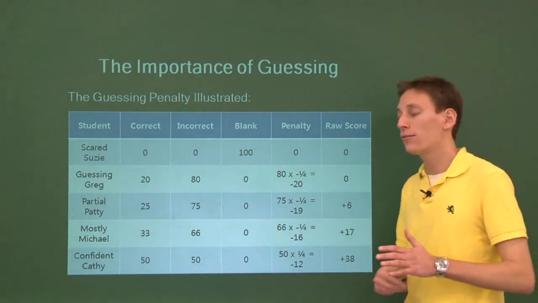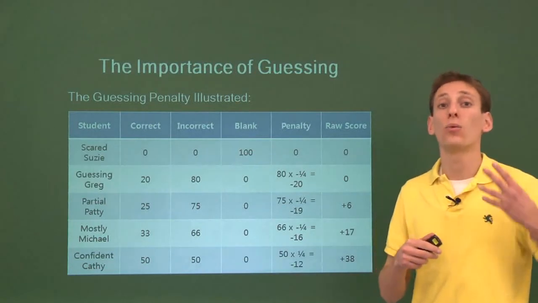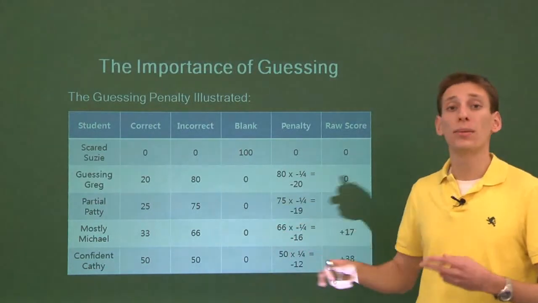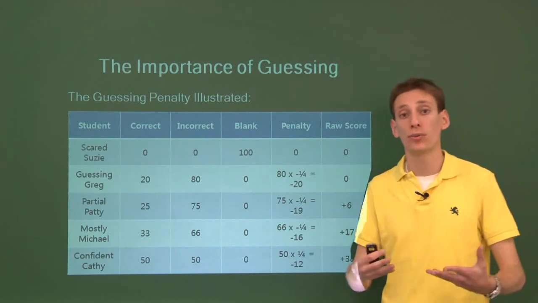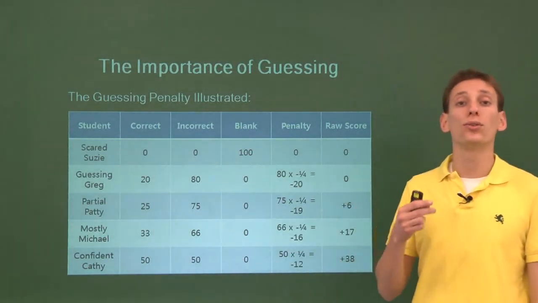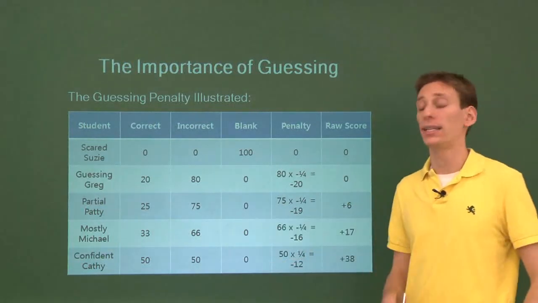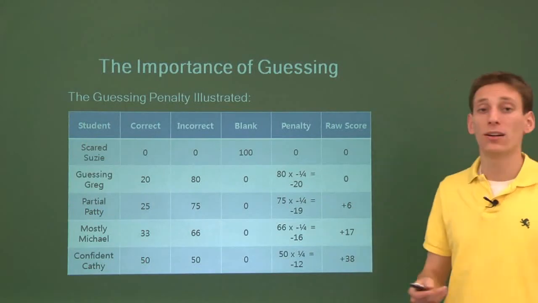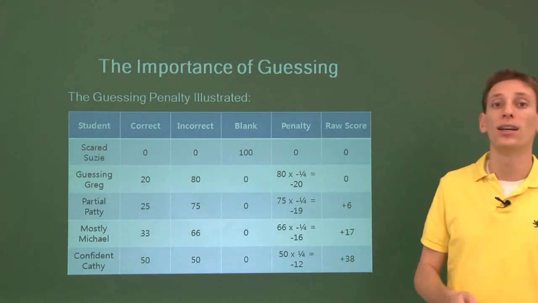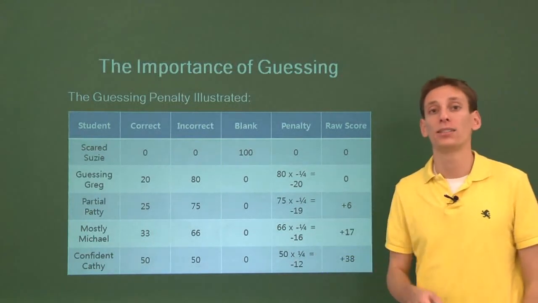Check out Confident Kathy. She's eliminated 3 answer choices. That means there are only 2 left. So Michael had eliminated 2 answer choices, and he's choosing among 3. Kathy has eliminated 3 answer choices, so she's choosing between 2 answer choices. That means it's going to be about 50-50 if she's totally guessing, right? And she's going to end up with a pretty darn good score. Now what does that mean? That means if you can eliminate 2 or 3 of the answers, it totally pays off to guess.